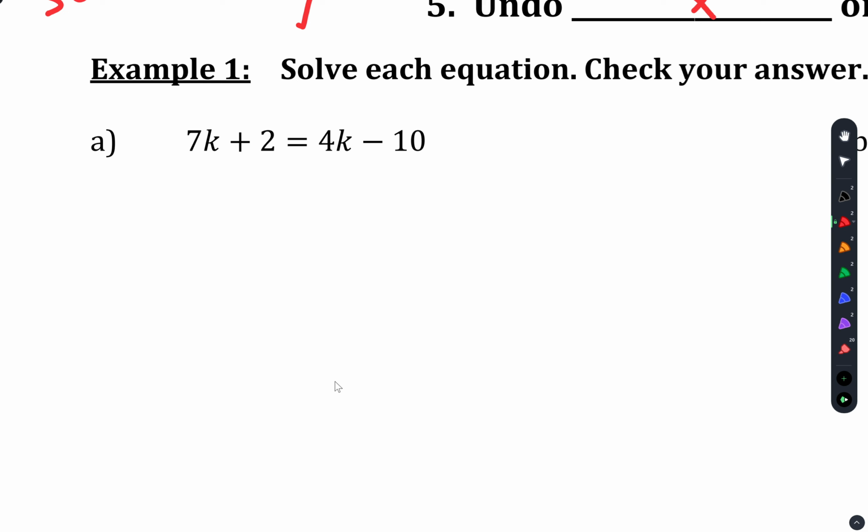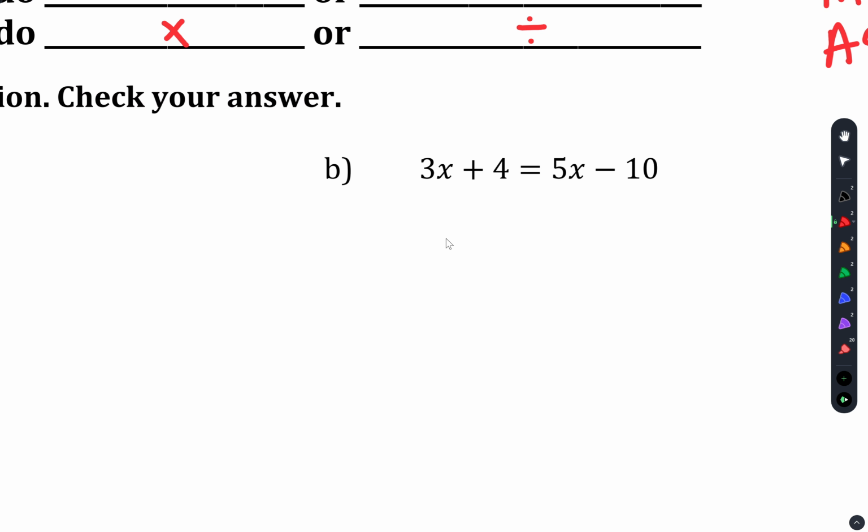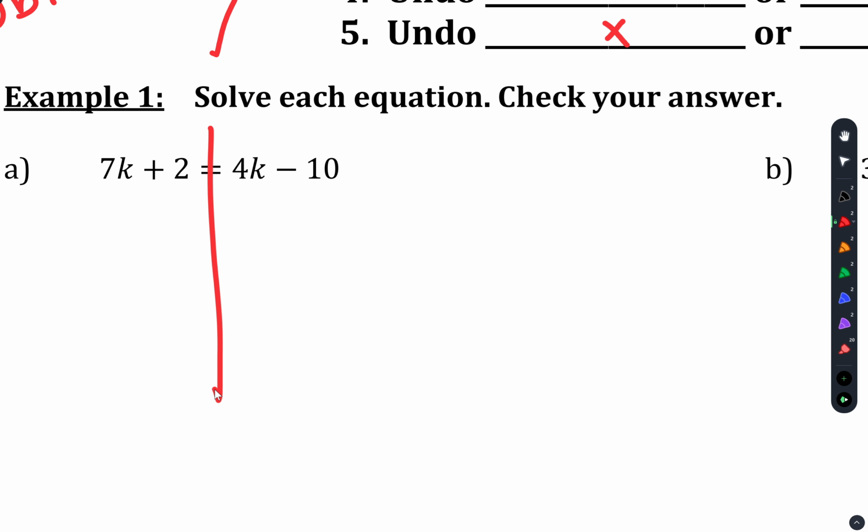It does not matter what side you decide to put it on. I usually try to avoid negative numbers if possible. But if you like moving your variable to the left side every single time, be my guest. This one, I'm going to pick the left side, and I will split it down the middle just like I always do. And I say, okay, I'm going to move 4k to the left using addition and subtraction.